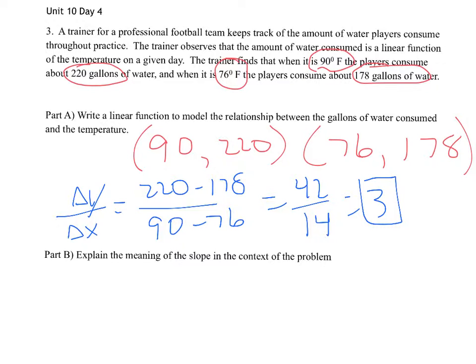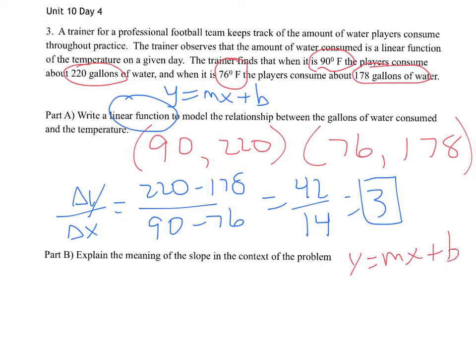Now remember, we need two things to find a linear function. A linear function is the same thing as a line. We want it to look like y equals mx plus b. We just found the m. M is 3. We still have to find b. We find b by using this equation, y equals mx plus b. So I'll write this over here, y equals mx plus b.